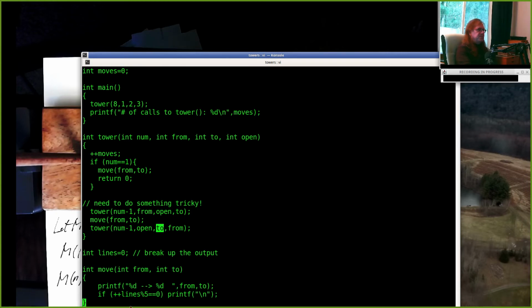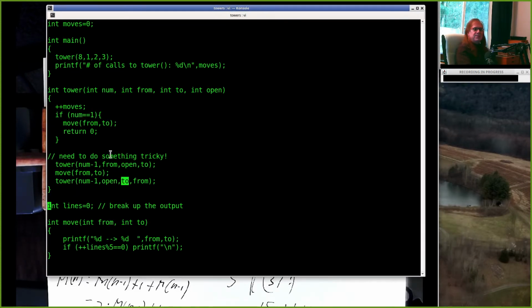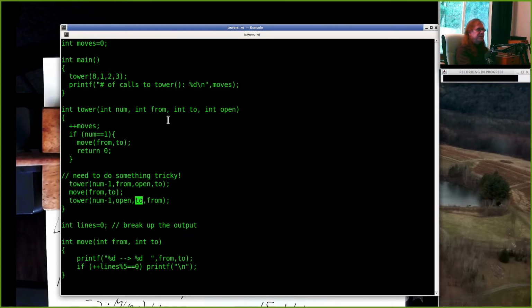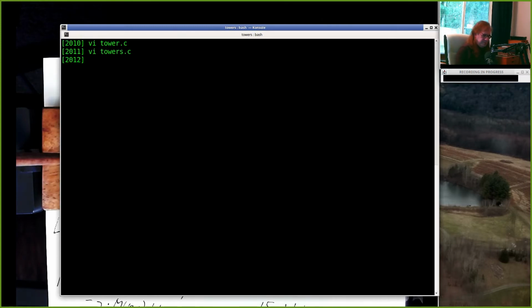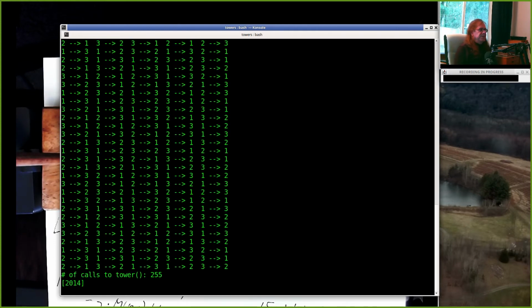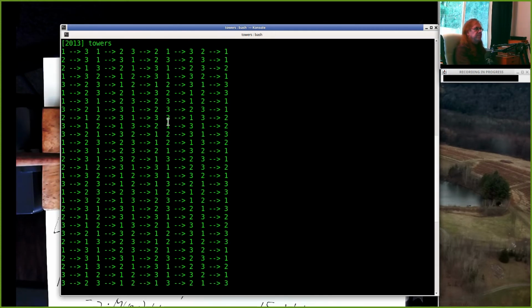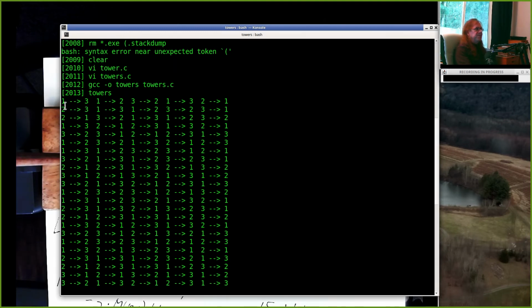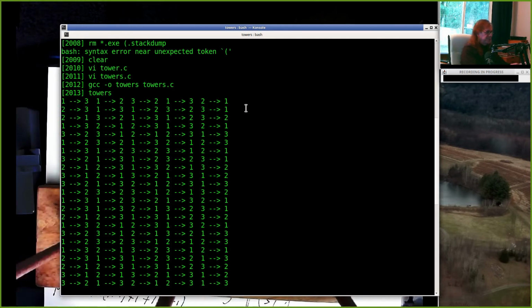And my move function is just a print. It's just going to print out where I'm moving from and to, and it'll print out 5 per line. So I can call tower with a target of 8 disks. And there's our solution. These are the moves that you would make. Move from stick 1 to 3, 1 to 2, 3 to 2, 1 to 3, 2 to 1, and so on. And when you're done, you should have solved the puzzle.